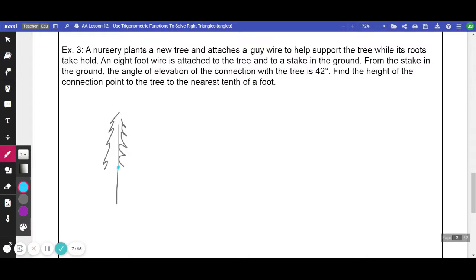Okay, so boom, it's attached to the tree and to a stake in the ground, right? So it's going to be attached. Here's the ground. The wire is going to be attached somewhere to a stake in the ground, maybe right there. And it says that an 8-foot wire, this is the wire, so that is 8 feet.